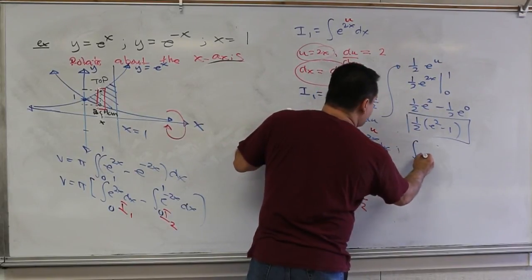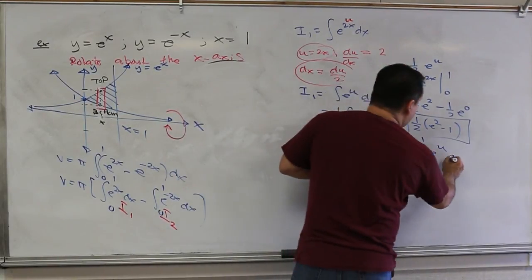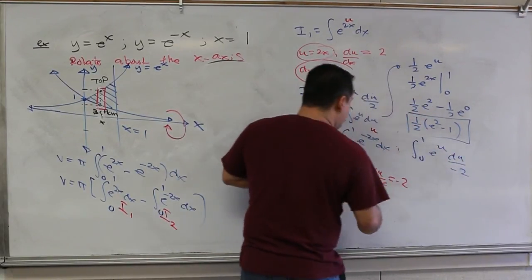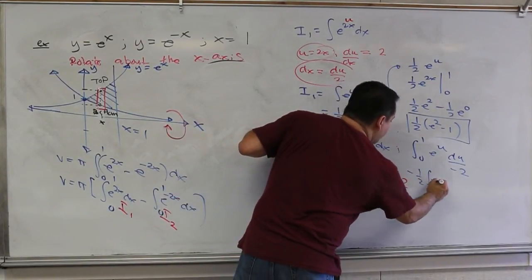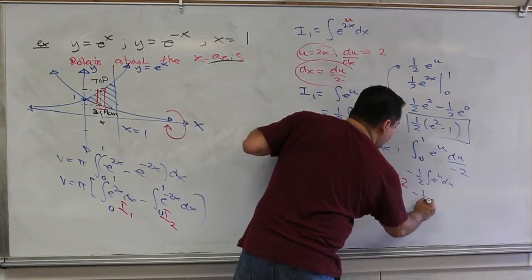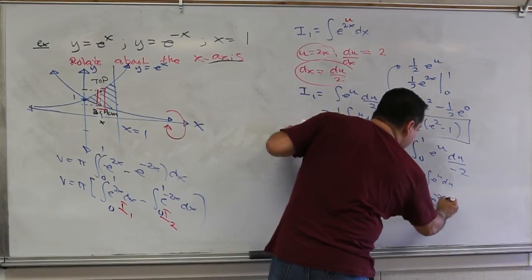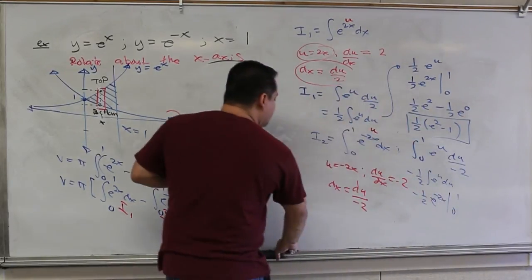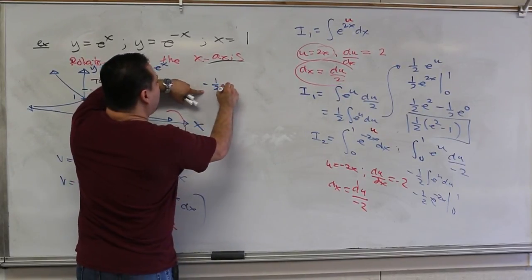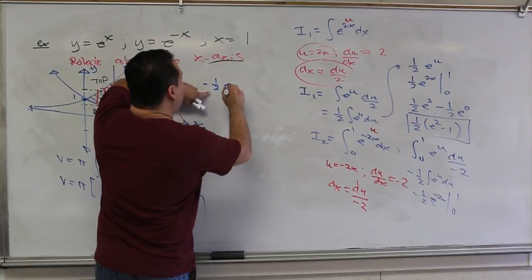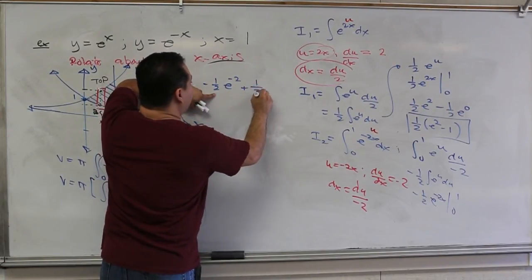So we're going to integrate from 0 to 1, e to the u, du over negative 2. Okay? So you get, again, negative 1/2 integral e to the u du, negative 1/2 e to the u, or negative 2x, from 0 to 1. We got to find out what this is. So let me put it back up here. This is negative 1/2 e to the, plug in 1, negative 2. This is going to be plus 1/2 e to the 0.